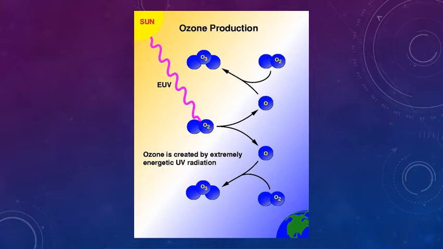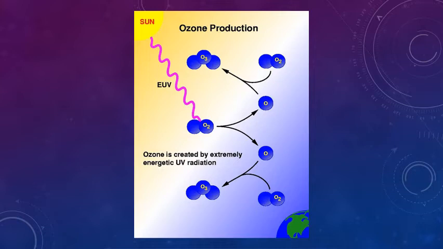Ordinary oxygen molecules have 2 oxygen atoms. Ozone molecules have 3. Ozone is generated in the stratosphere at 20 to 50 kilometers above the sea level. It is present in significant amounts.